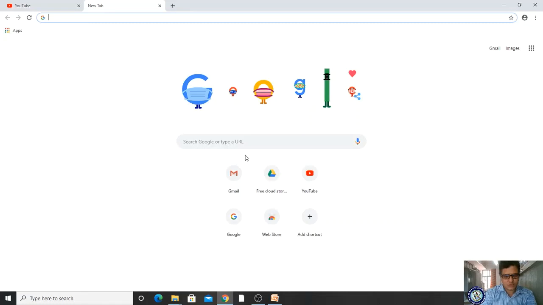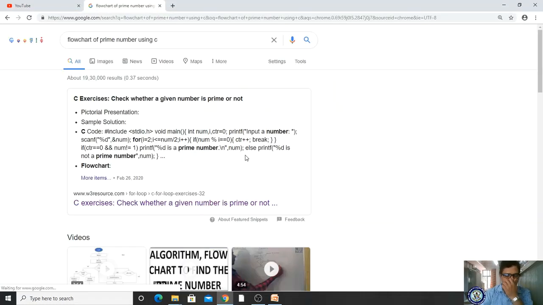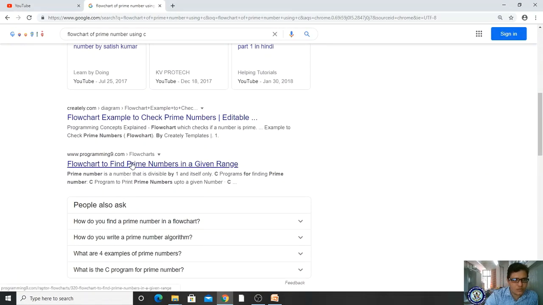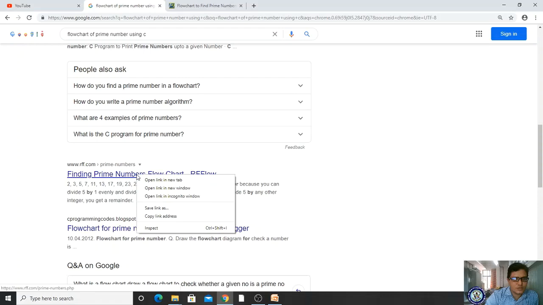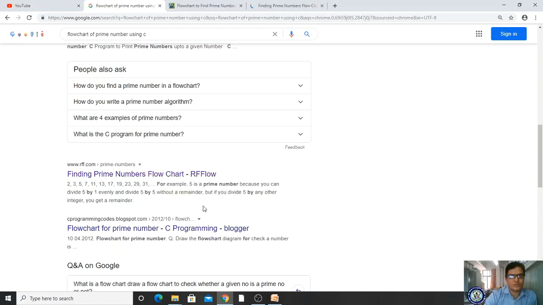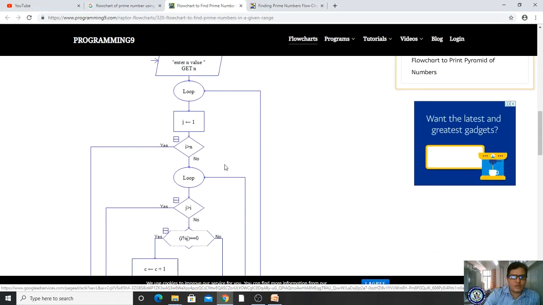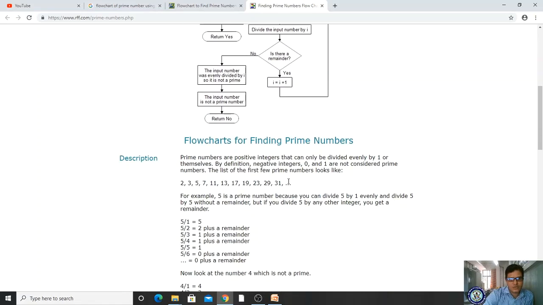We check once again. Flowchart of prime number using C. Flowchart to find prime number in a given range. It is a given range. Let me check finding prime numbers flowchart. Yes, here it is given like this. Don't get confused. So it is the thing. You are inputting a number, checking, it is giving, right.